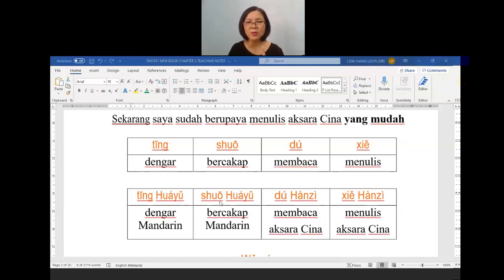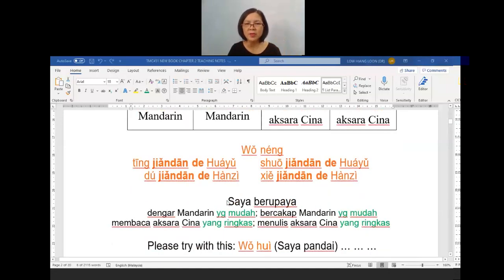我能说华语, I can speak Mandarin. 我能读汉字, I can read characters. 我能写汉字, I can write the characters. And then actually you cannot do all. You cannot speak all Mandarin, you cannot write all Mandarin or all characters. So you want to tell people, I can do the simple ones. So how to say the word simple one in Mandarin?